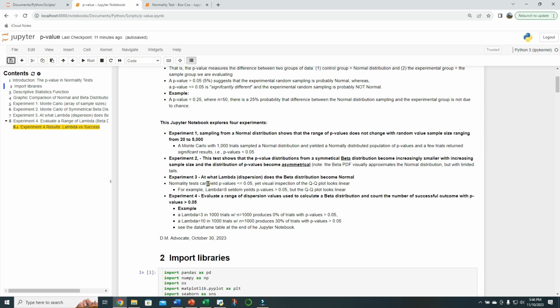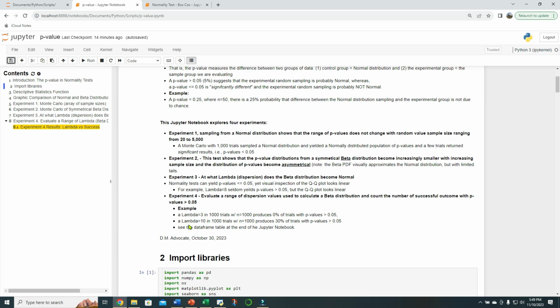In Experiment 3, we ask at what lambda, or dispersion, does the beta distribution become normal? And finally, in Experiment 4, we'll evaluate a range of dispersion values used to calculate a beta distribution and count the number of successful outcomes with a p-value greater than 0.05. For example, a lambda equal to 3 with 1,000 trials, and we sample 1,000 times, produces 0% of the trials with a p-value greater than 0.05.